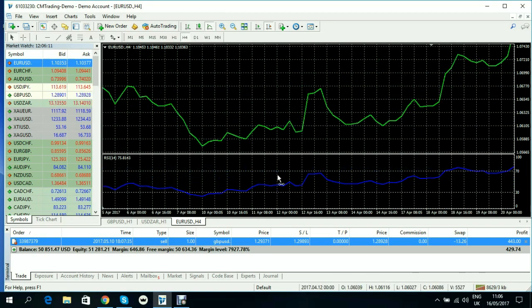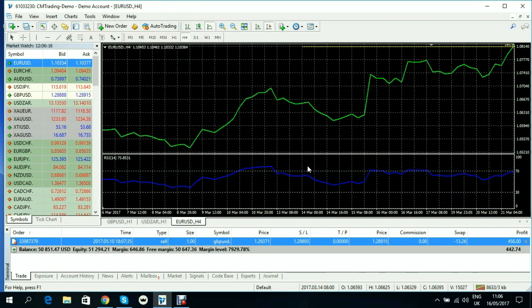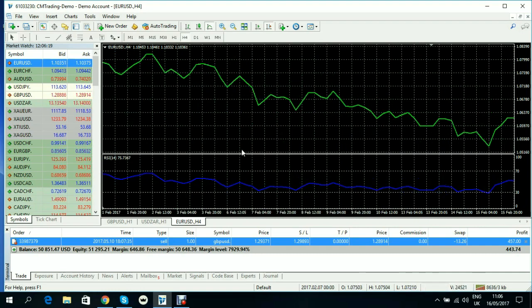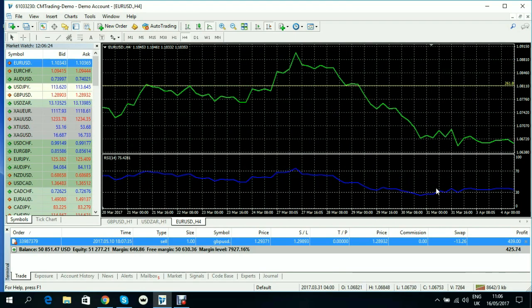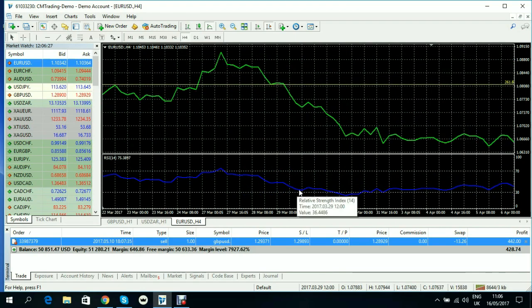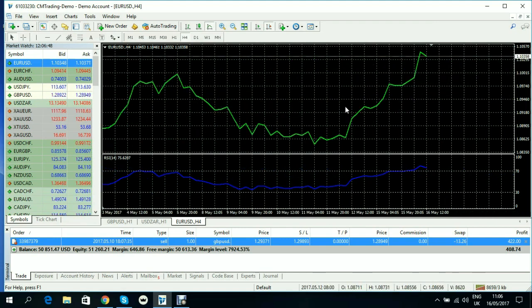And when the RSI moves below the 30, for example, when it moves below 30 here, it is an indication that the price is oversold. So a reversal to a buy is possible.